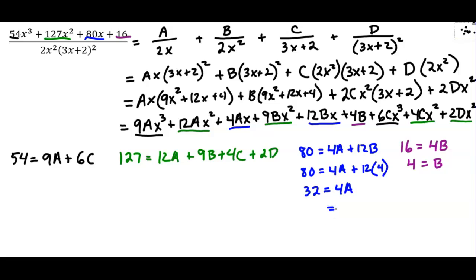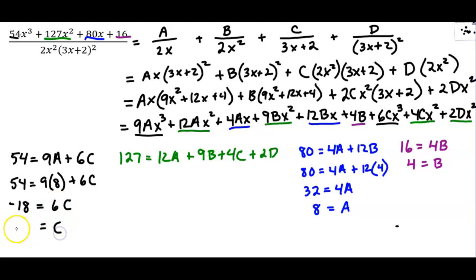And then I kind of try to do the math a little quicker so these videos won't be quite so long, but I stop the tape and figure it out. A equals 8. Okay, so that looks good. Now that we know A, let's see if we can get C then. So let's go to the first equation. 54 is going to equal 9 times 8 plus the 6C. Okay, so that's 72. If you subtract that, you're going to get a negative 18 equals 6C, or C equals negative 3.